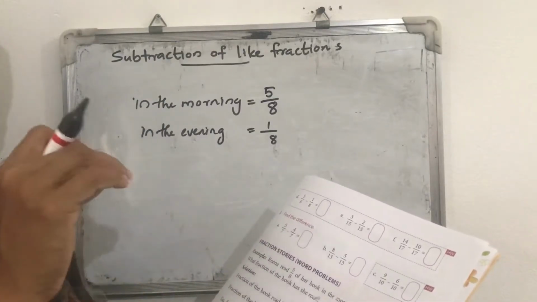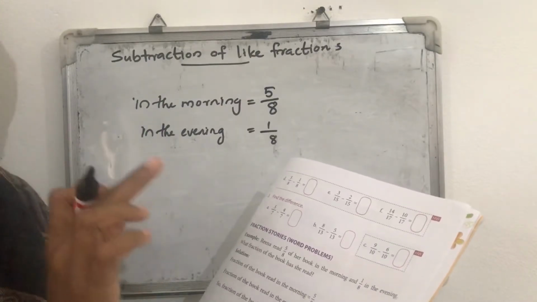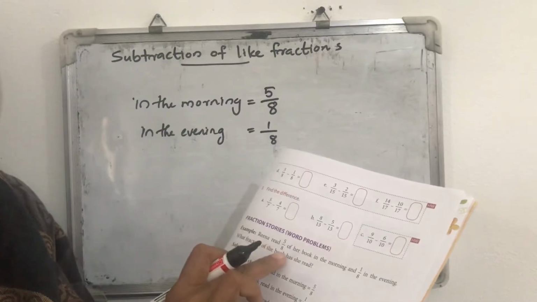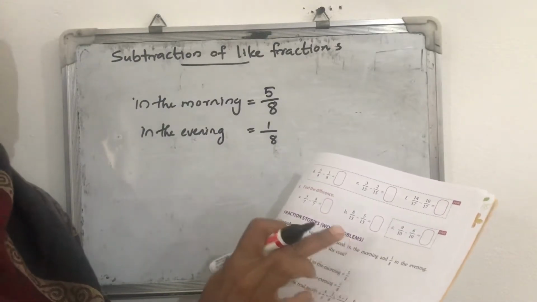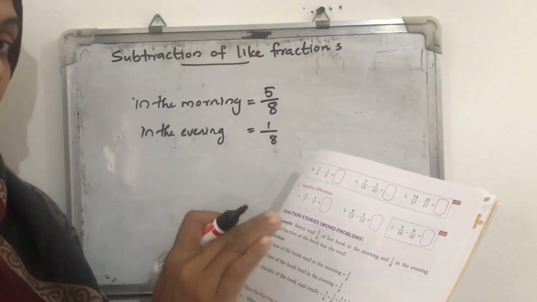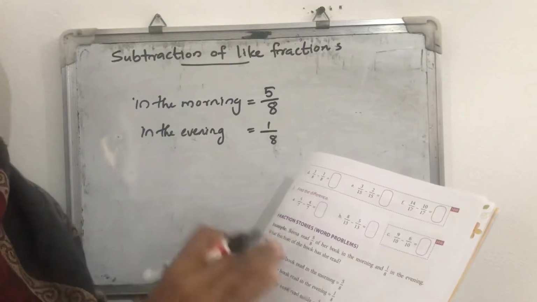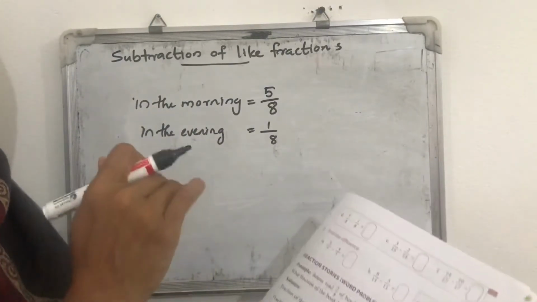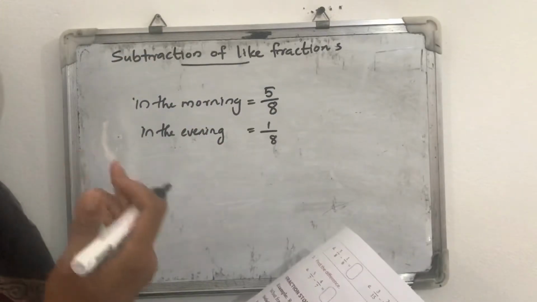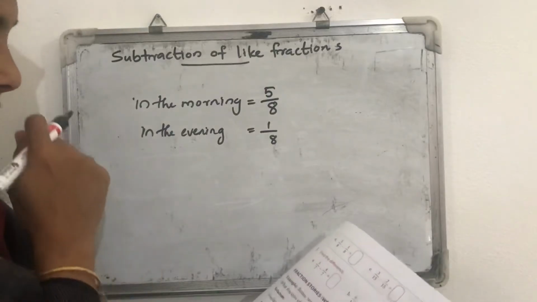Reading the question, we can understand it. Reena read 5/8 of her book in the morning and 1/8 in the evening. Okay, 1/8 part she read in the evening. What fraction of the book has she read? In total, how much did she read in the morning and evening? So here do we want to use addition or subtraction? Yeah, addition.